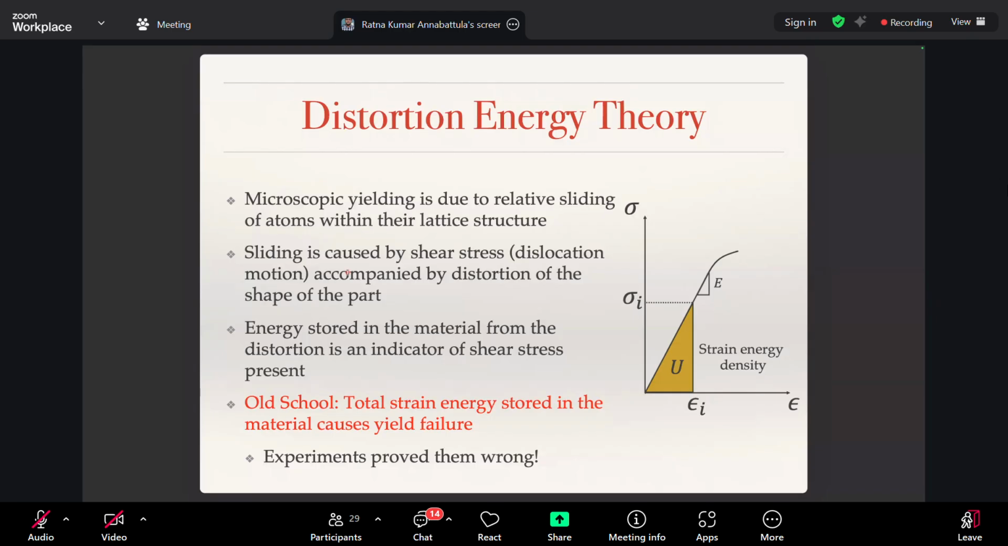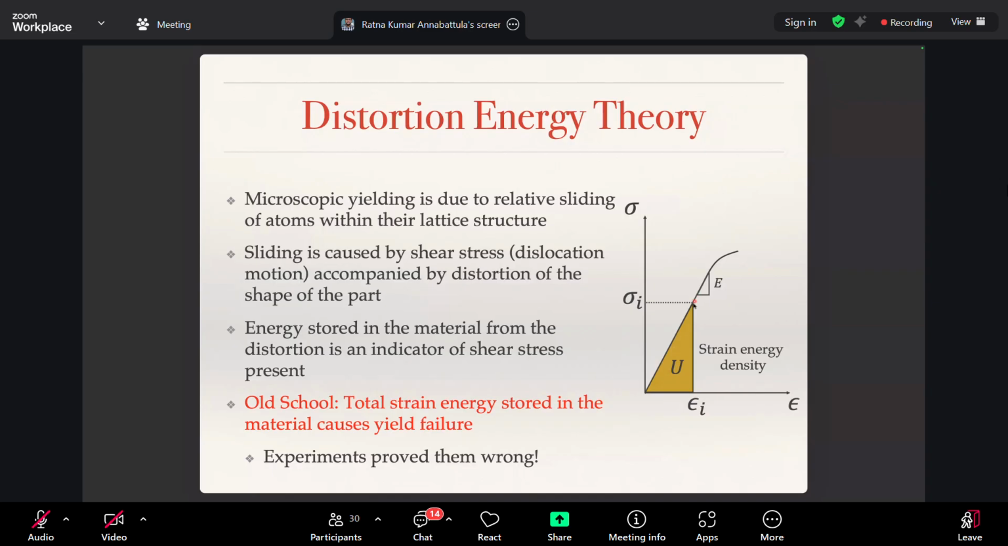Now, whatever energy you put in, suppose you apply a load on a material, you are putting in some energy, deforming the material. The energy stored in the material will have two components. The energy contributed to the distortion, meaning shape change of the material, is an indicator of the shear stress present. Earlier, what people were thinking was that the total strain energy stored in the material causes yield failure, that is, causes the onset of plastic deformation.